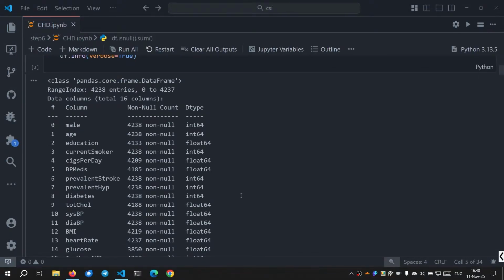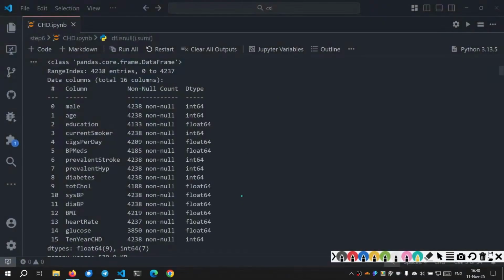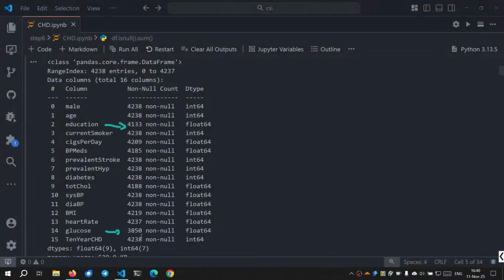We see in our data set that we have 4,238 entries. However, when you look at the non-null counts here, you see different non-null counts. For example, this one is different. This one is way different, in the high 3,000s. So this shows us that we have a bunch of null data, basically empty fields in our data.